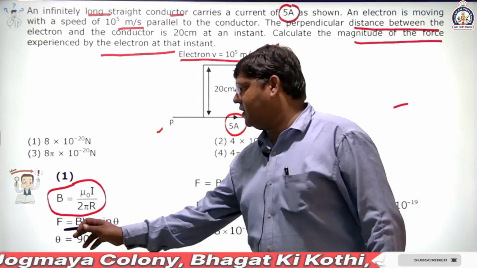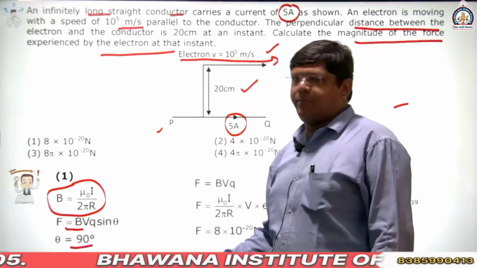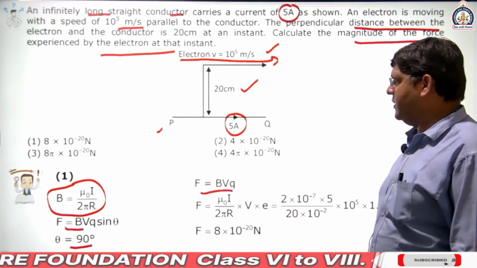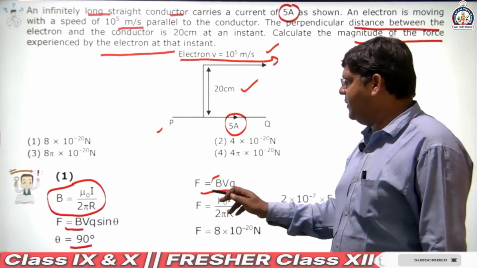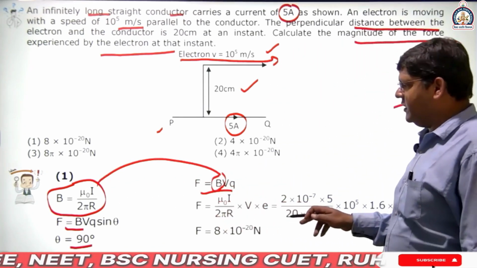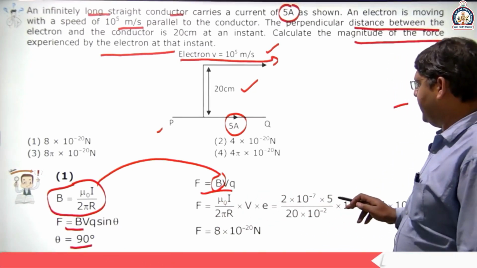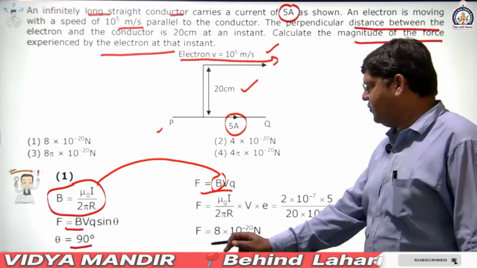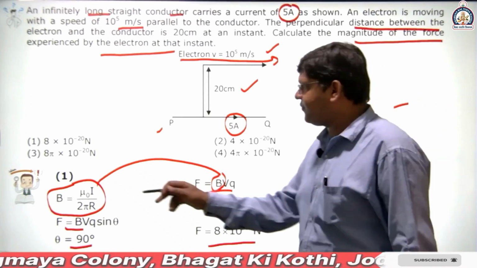Now the formula for force in a magnetic field is QVB sin theta, and in this case the theta comes out to be 90 degree. Now sin 90 is equal to 1, so the force formula remains F is equal to QVB. Now putting the value of B as mu naught I upon 2 pi r, the formula becomes in this format. Now putting values of mu naught as 2 into 10 raised to power minus 7, current is 5 upon 2 pi r into values of e and v, we get force as 8 into 10 raised to power minus 20 Newton. That is our required option number 1.